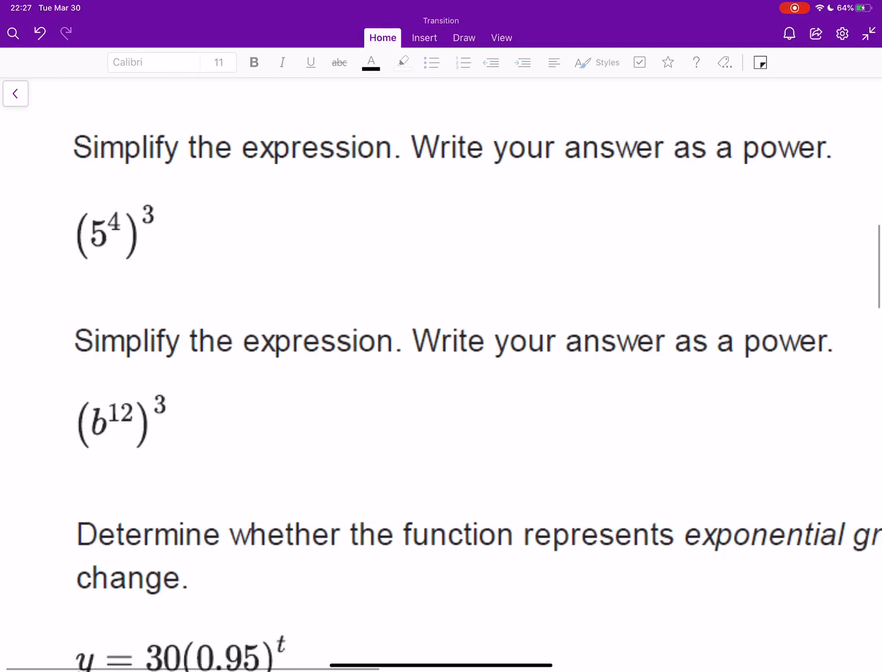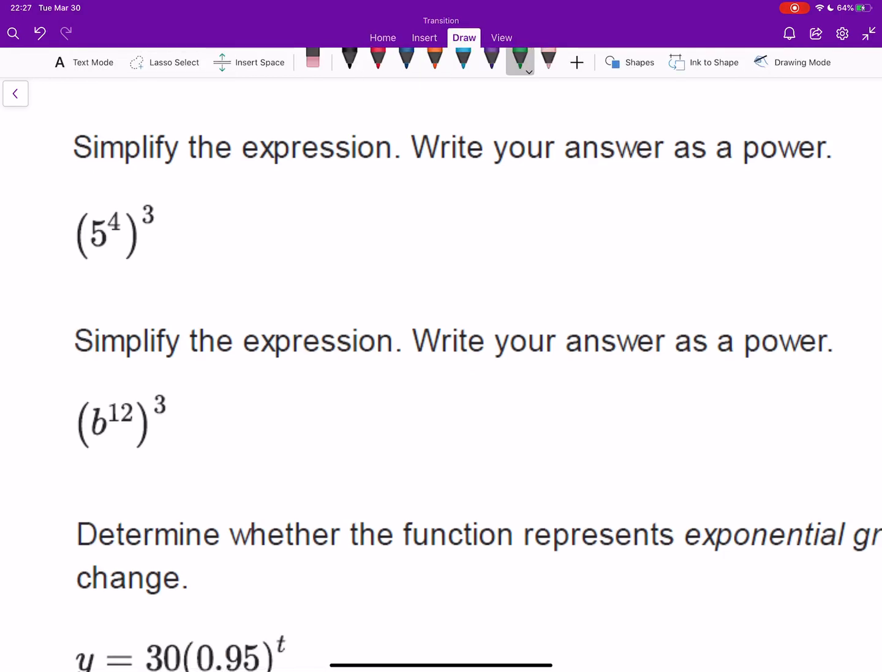Once again, simplify this expression. I can see that I only have one base, a base of 5, and I have a power to a power. Remember, power to a power means I multiply the exponents. So I'm going to do 5 to the 4 times 3. And that's going to get me 5 to the power of 12. That's my final answer. It's in simplest form.